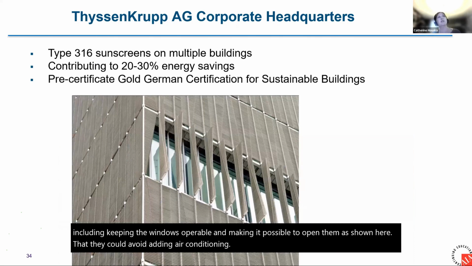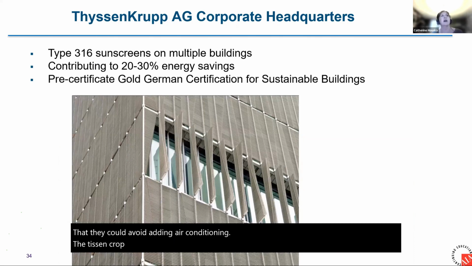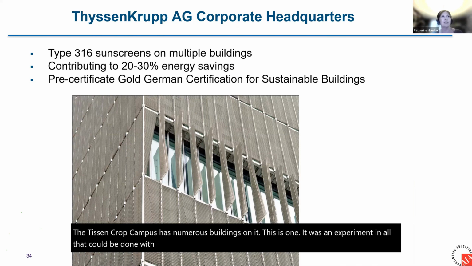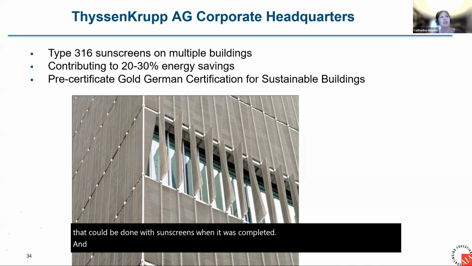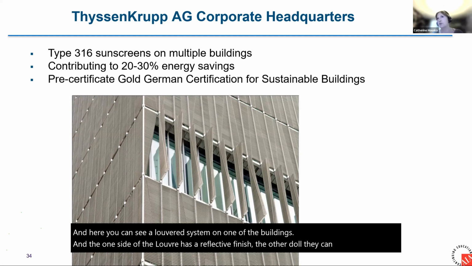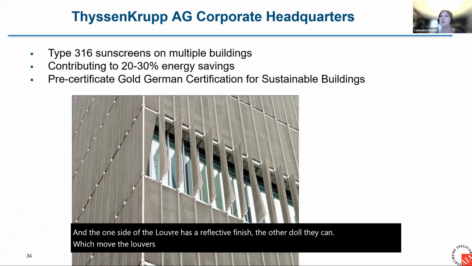The ThyssenKrupp campus has numerous buildings on it. This is one. It was an experiment in all that could be done with sunscreens when it was completed. And here you can see a louvered system on one of the buildings. One side of the louver has a reflective finish, the other dull. They can move the louvers so that they increase the level of light coming into the building or decrease it. Open the louvers to let in more light.